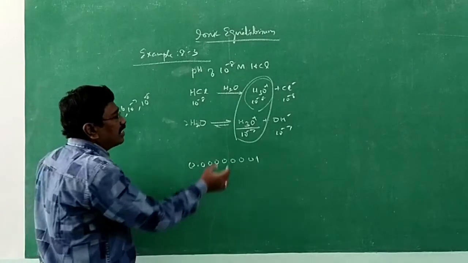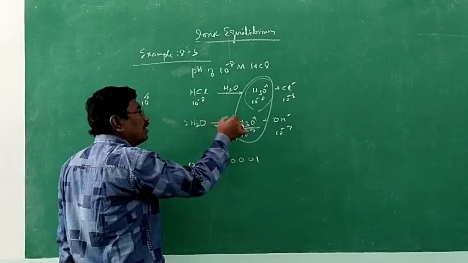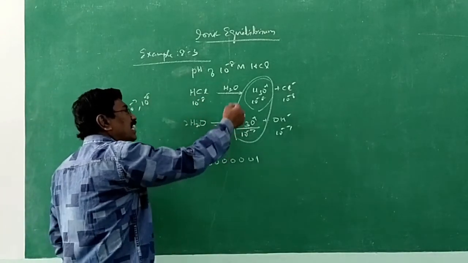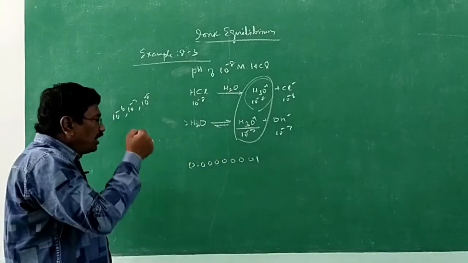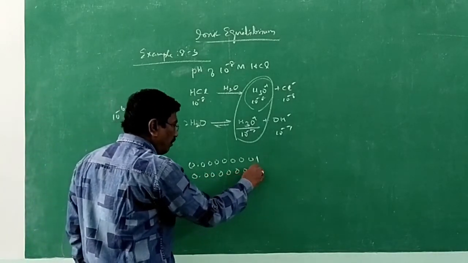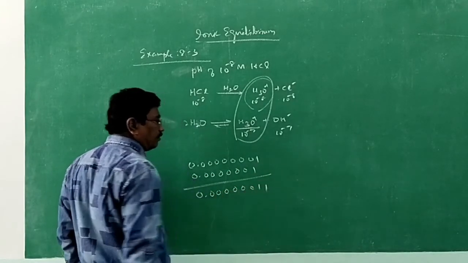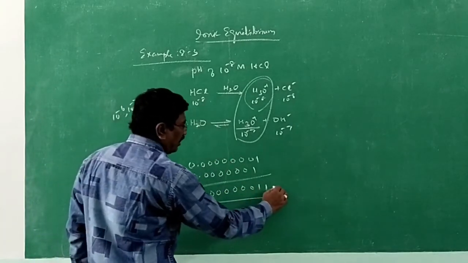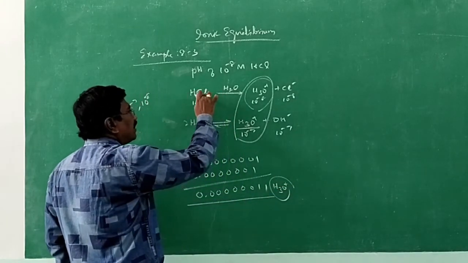Therefore, the concentration of hydrogen ions available from water is also considered. The role played by the hydrogen ion from water is important here because the acid concentration is very, very less. The addition of this concentration is what leads to the acidic nature, and therefore that has to be added. It is 0.000001. If I add, it will get 0.0000011. So that is the total concentration of hydrogen ions available in this aqueous solution.